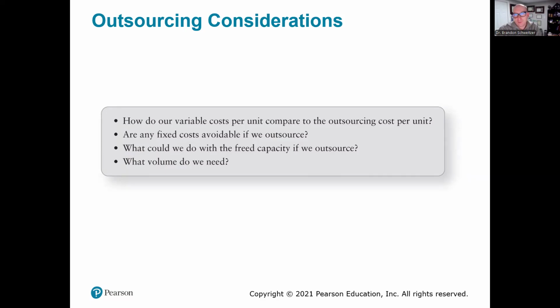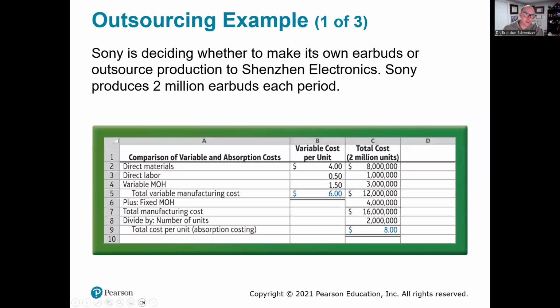There are a couple of considerations that the company needs to weigh before making an outsourcing decision. How does our variable cost per unit compare with the outsourced cost per unit? Are any fixed costs avoidable if we outsource? What would we do with the freed up capacity if we outsourced? And what volume would we need to produce? Great questions.